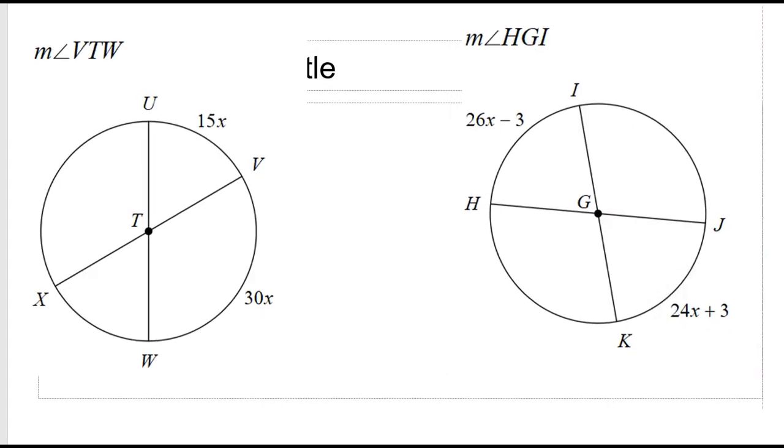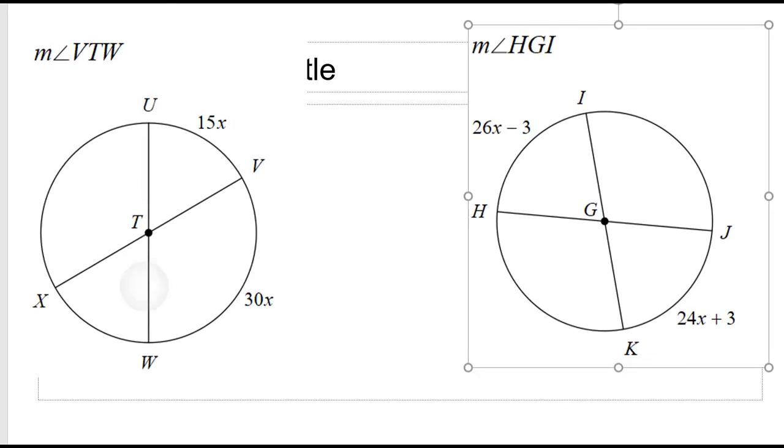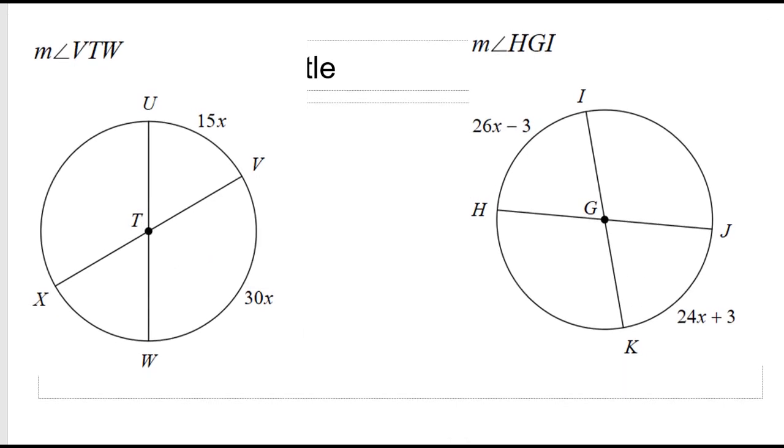Alright, so these are a little more complex problems. Make sure to, once again, read what it's asking you to find. You can see in the left one, it's asking you to find an angle measurement, VTW. So it's asking for that exact angle right there. This one's asking for HGI, so it's asking for that angle right there.